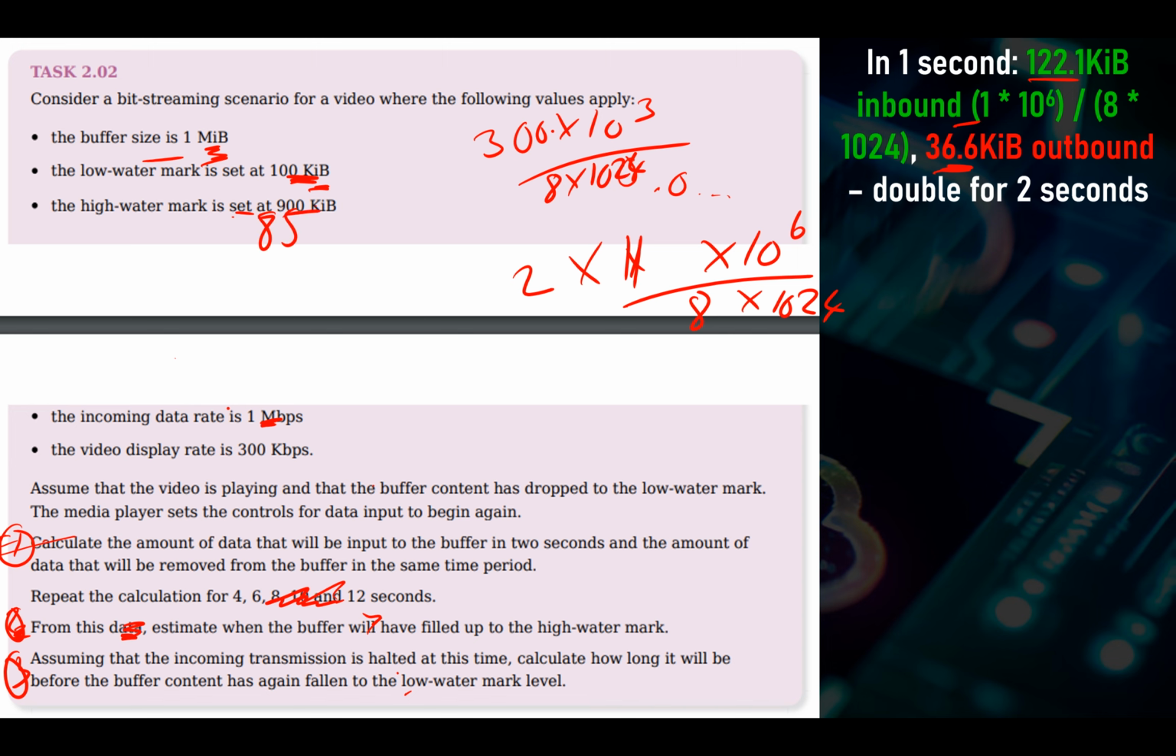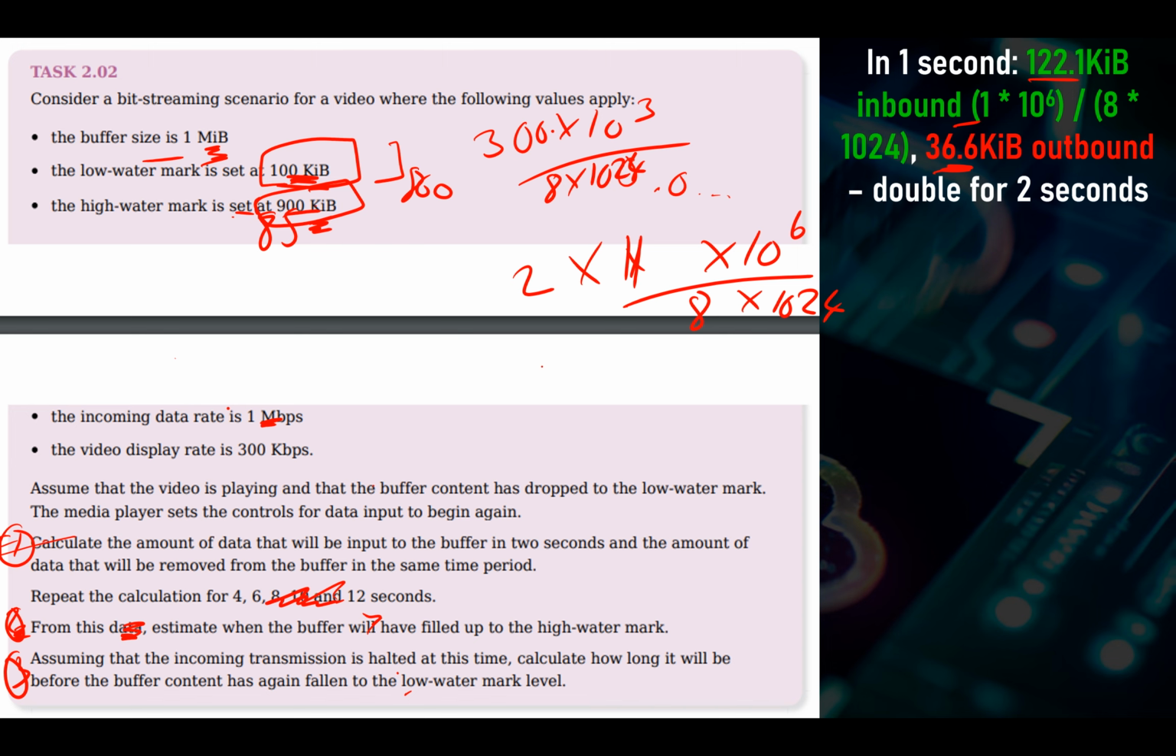So what you want to think is the difference between the low watermark and the high watermark. Currently we're at 100 kibibytes, but we want to work out how long it's going to take until we fill up to 900 kibibytes. First we work out the difference between them, which is 800. So basically, how long is it going to take to get 800 more kibibytes coming in than we've played out?